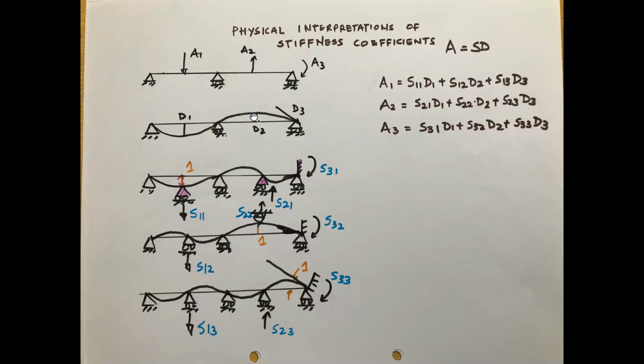Similarly, at the second place, you can add up the forces by multiplying the actual displacements. So S21 times D1 plus S22 times D2 plus S23 times D3. So A2 is equal to this. And similarly, for the last equation, please understand A1 and A2 are forces, A3 is the moment. So A3 is equal to S31 times D1 plus S32 times D2 plus S33 times D3.